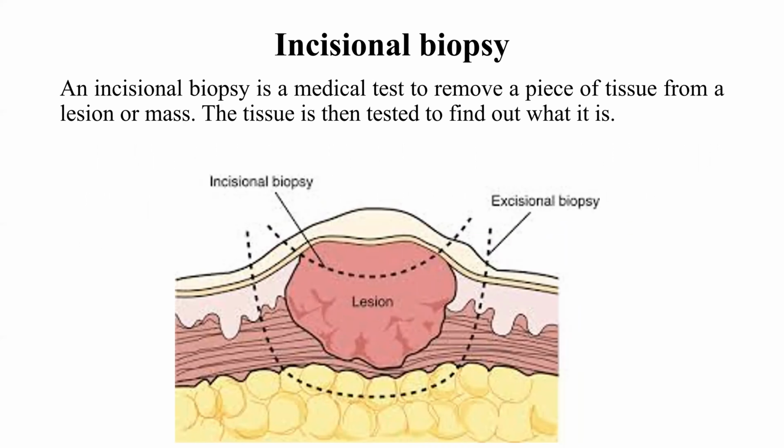On the other hand, there is incisional biopsy. It's a medical test in which we remove a piece of tissue or part of the lesion mass. And in this picture, we can see the difference between incisional and excisional biopsy. With incisional, we take a part and later decide what we should do with this lesion: return to surgery or leave it as is.